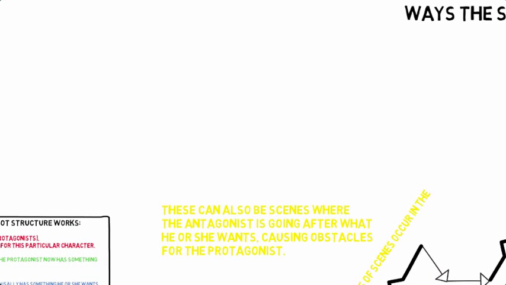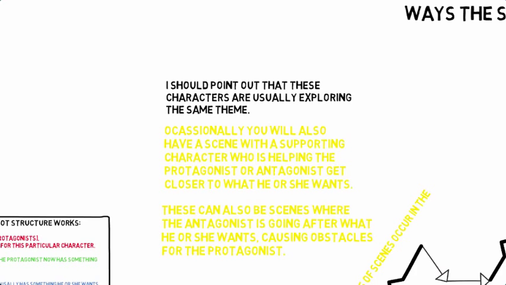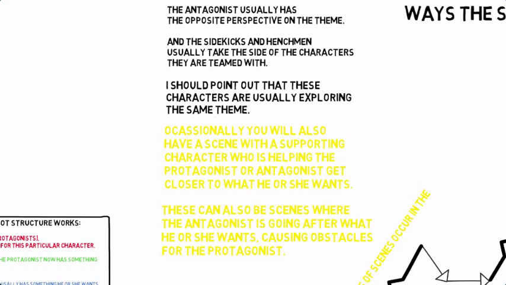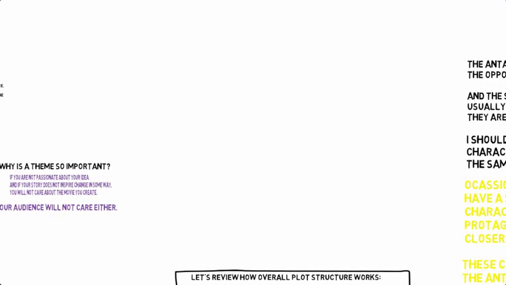These can also be scenes where the antagonist is going after what he or she wants, causing obstacles for the protagonist. Occasionally, you will also have a scene with a supporting character who is helping the protagonist or antagonist get closer to what he or she wants. I should point out that these characters are usually exploring the same theme. The antagonist usually has the opposite perspective on the theme, and the sidekick and henchman usually take the side of the characters they are associated with.